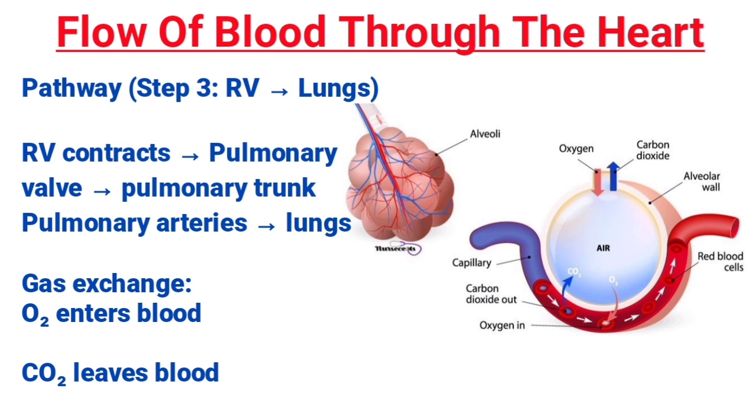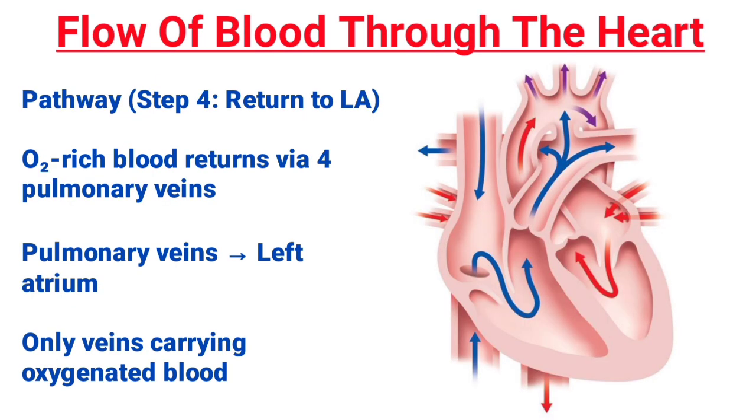In the lungs, the blood flows through the smaller arteries, arterioles, and capillaries surrounding the alveoli, and here gas exchange occurs. Oxygen diffuses into the blood, while carbon dioxide diffuses out into the alveoli to be exhaled. And then this takes us to step number 4.